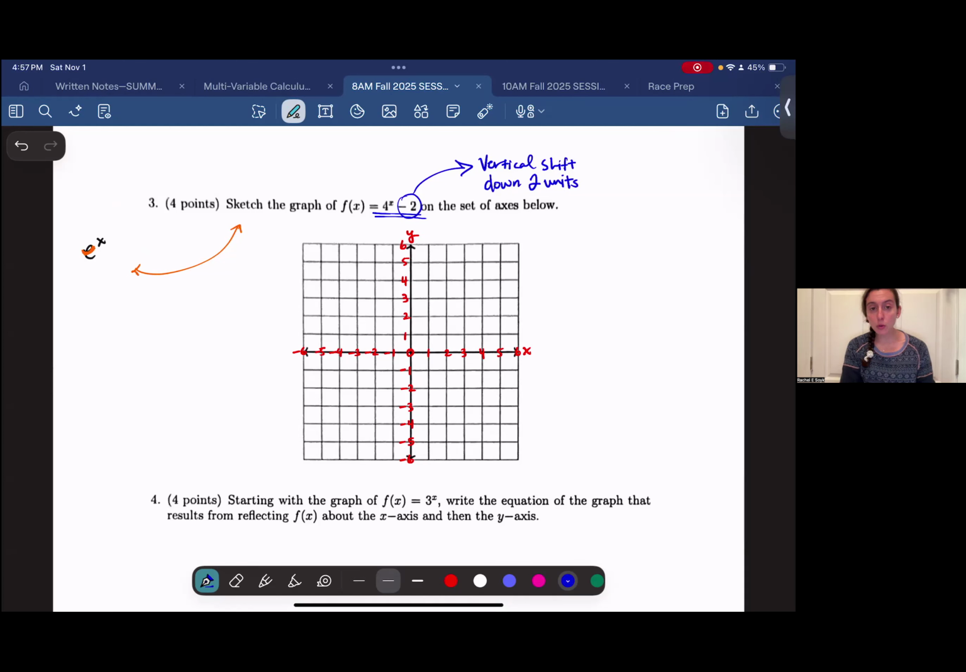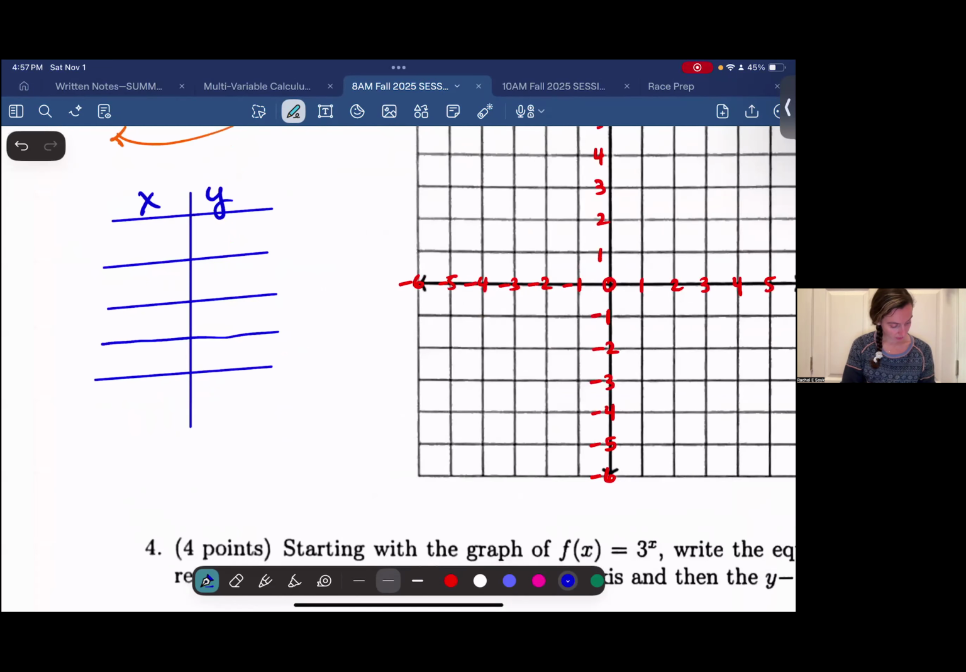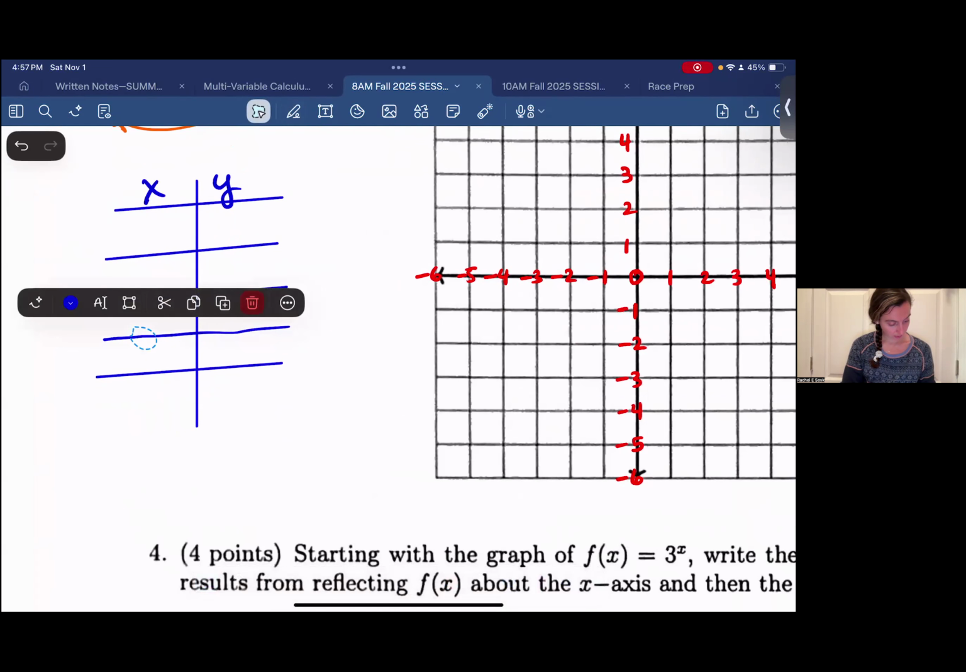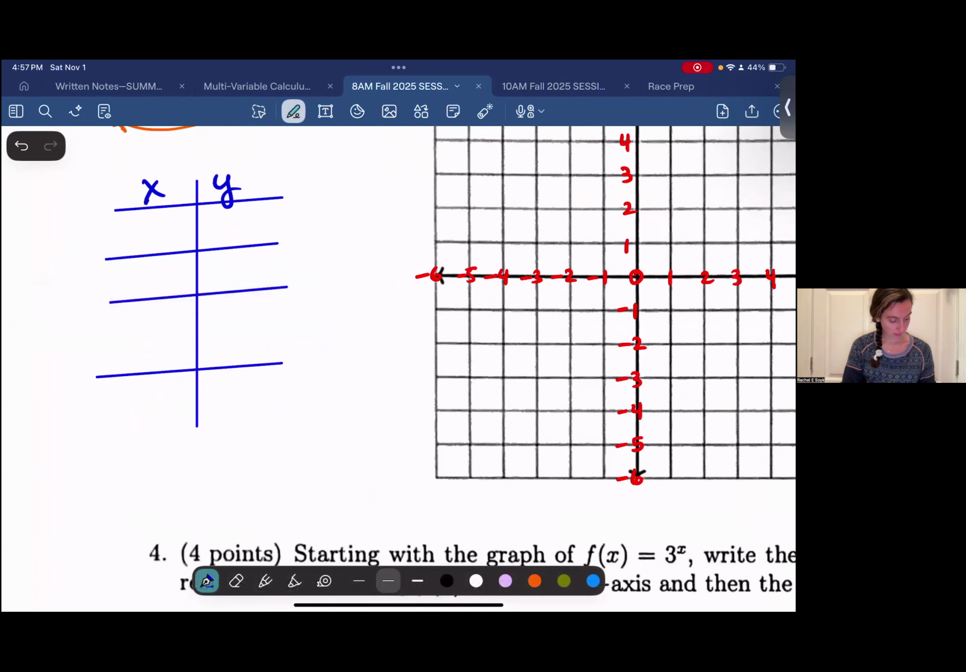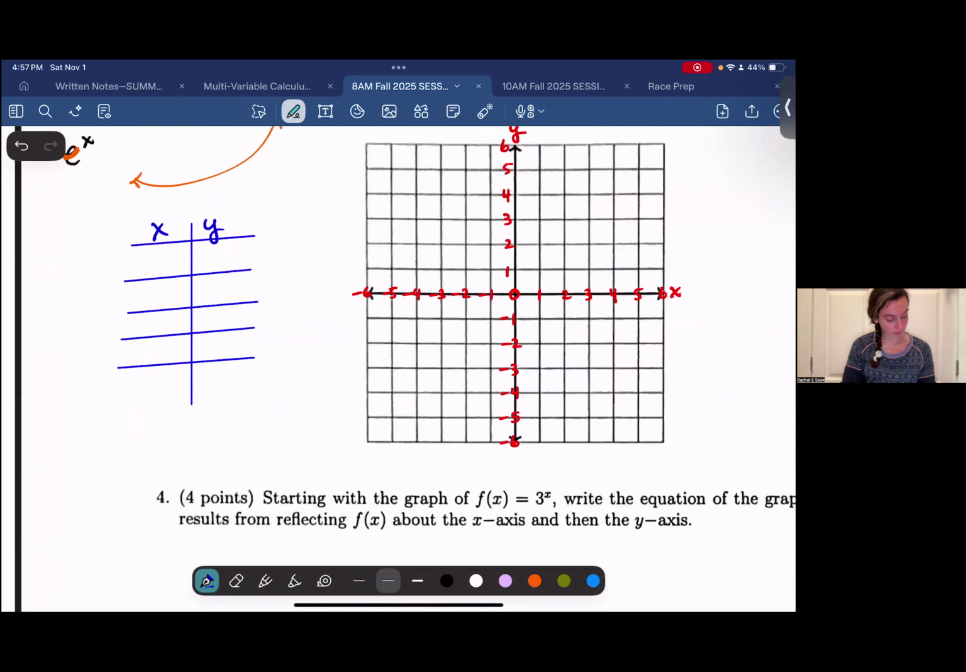And you can also be strategic by creating a t-chart, a table of values, and picking good x values that you can plug into your function to find your good y values. So we'll put that off to the side as well. This one, a little wobbly. Okay, so again, 4 to the x minus 2.